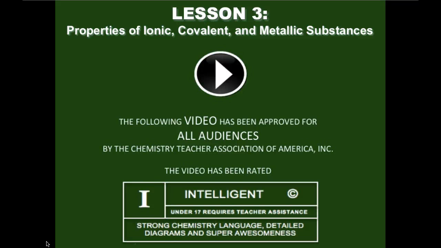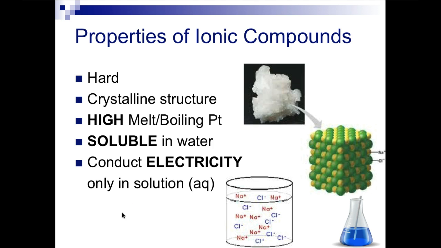All right, guys, let's talk about lesson 3, which is properties of ionic, covalent, and metallic substances. Start off with ionic. Ionic compounds are hard, they have a crystalline structure, they have extremely high melting and boiling points, they're soluble in water. Soluble means that if you take a solid ionic compound and put it into water, it will dissolve.